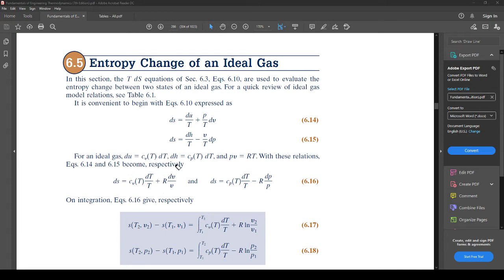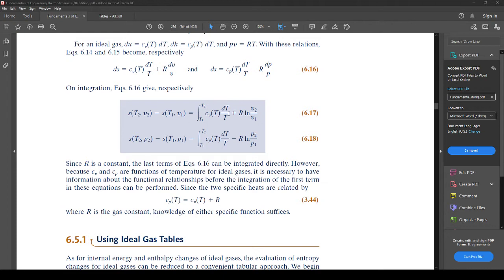This equation is going to get far easier, just give it a second. And ds is equal to cp(T) dT over T minus R dP over P. And then you get this right here. And then it goes down to something easier. So right here, this is the equation you're going to remember, though. It's this one right here.